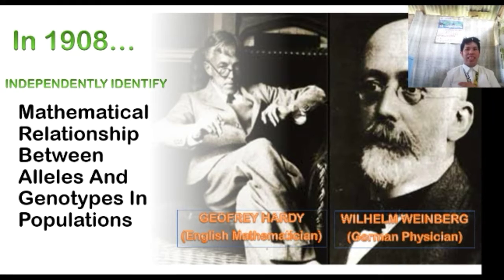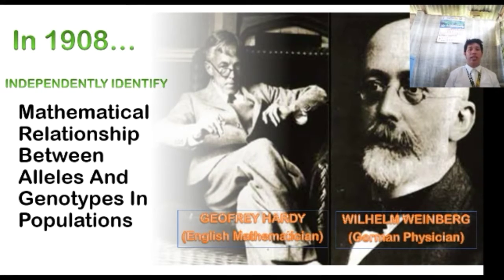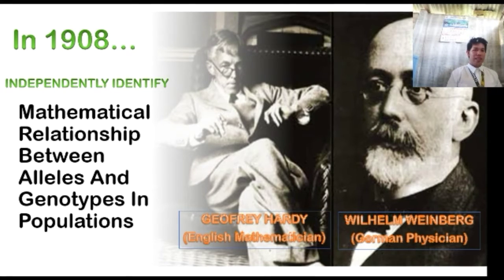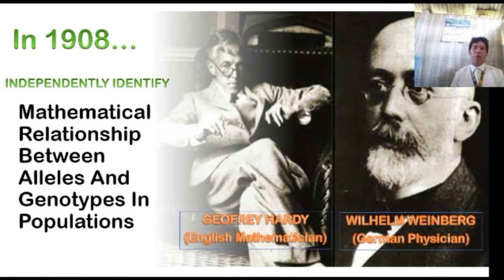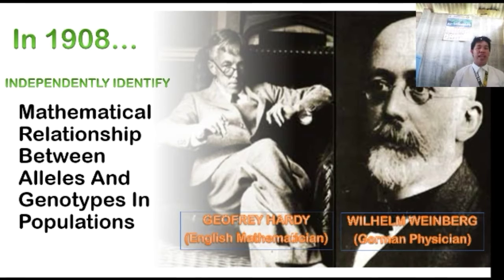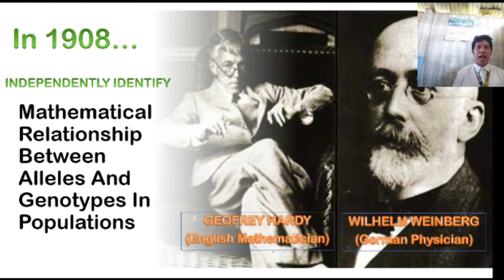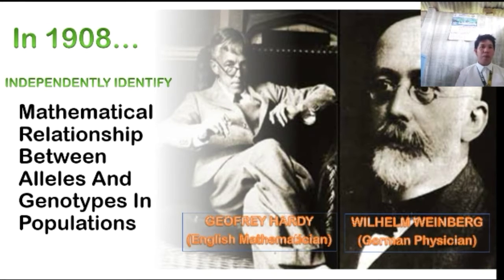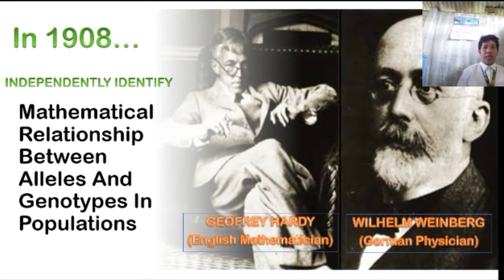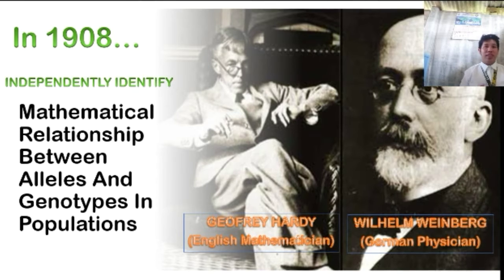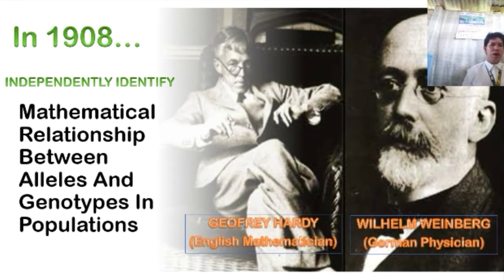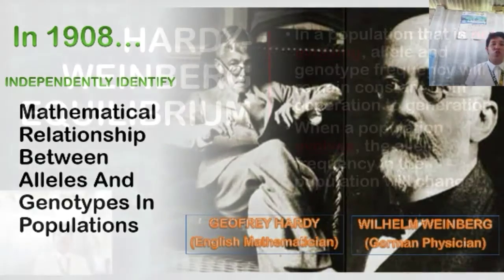So we're back to 1908, where the Hardy-Weinberg law was created by these two figures, Godfrey Hardy, an English mathematician, and Wilhelm Weinberg, a German physician, who independently identified a mathematical relationship between alleles and genotypes in a population. They came up with the exact same equation that describes how, and under the right circumstances, Mendelian genetics works at the scale of a whole population. And the rest is history.